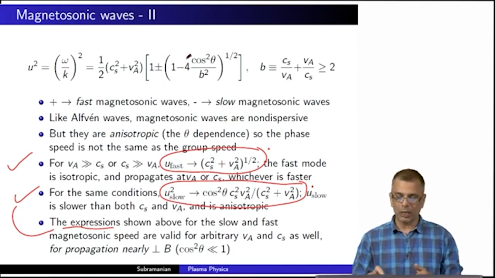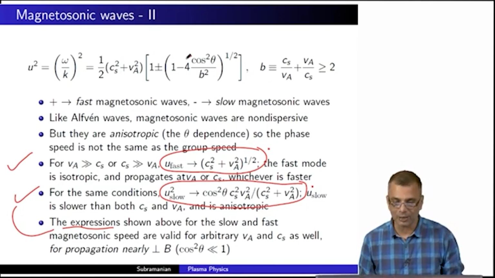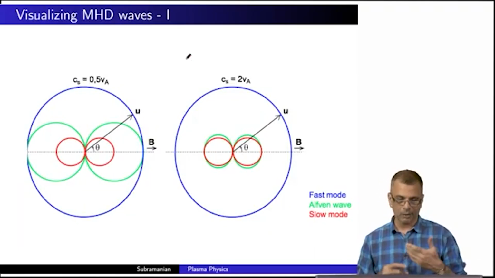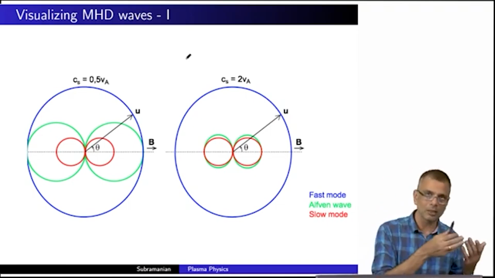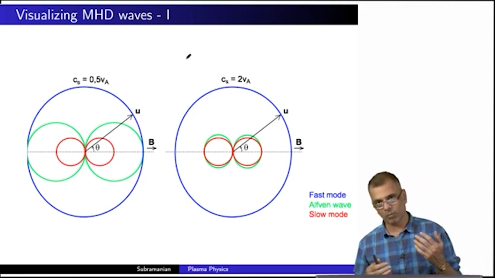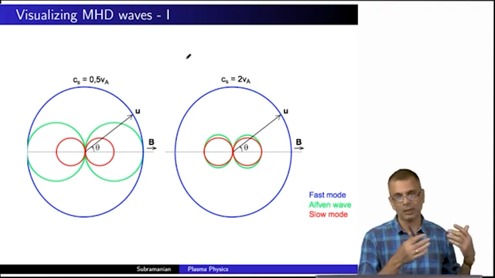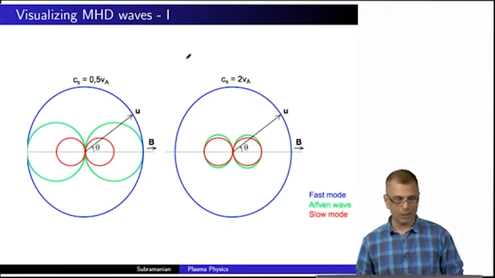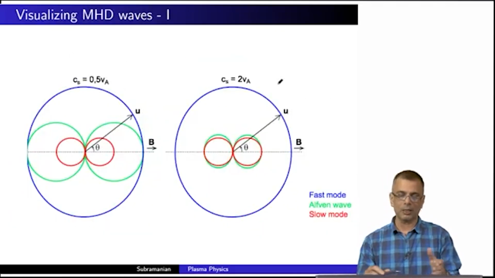Okay, these were two limiting cases, and we discussed the limiting cases a little bit, but now it's time to discuss the general case a little bit, where you cannot assume that either the propagation is nearly perpendicular to B, or that either the sound speed or the Alfven speed is much larger than the other. So in the general case, you have to consider this full equation, and here is a kind of a diagram which helps in visualization.